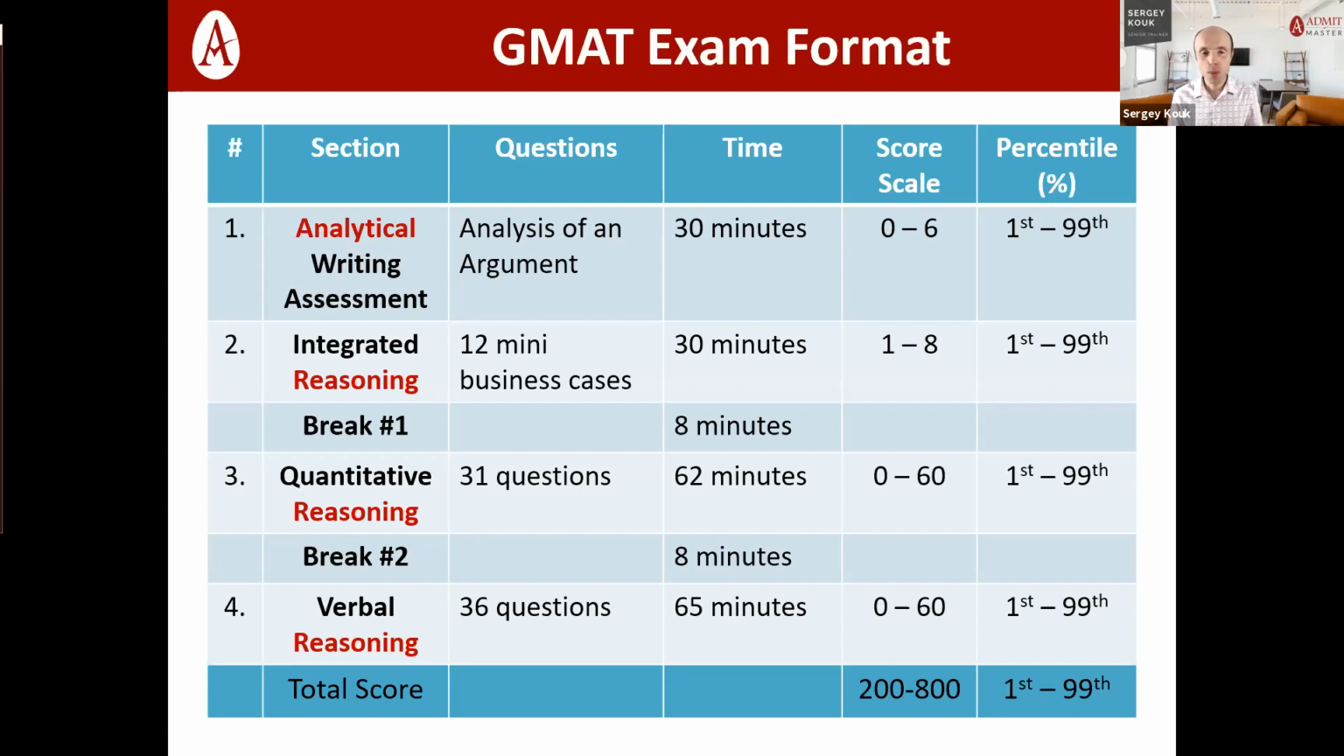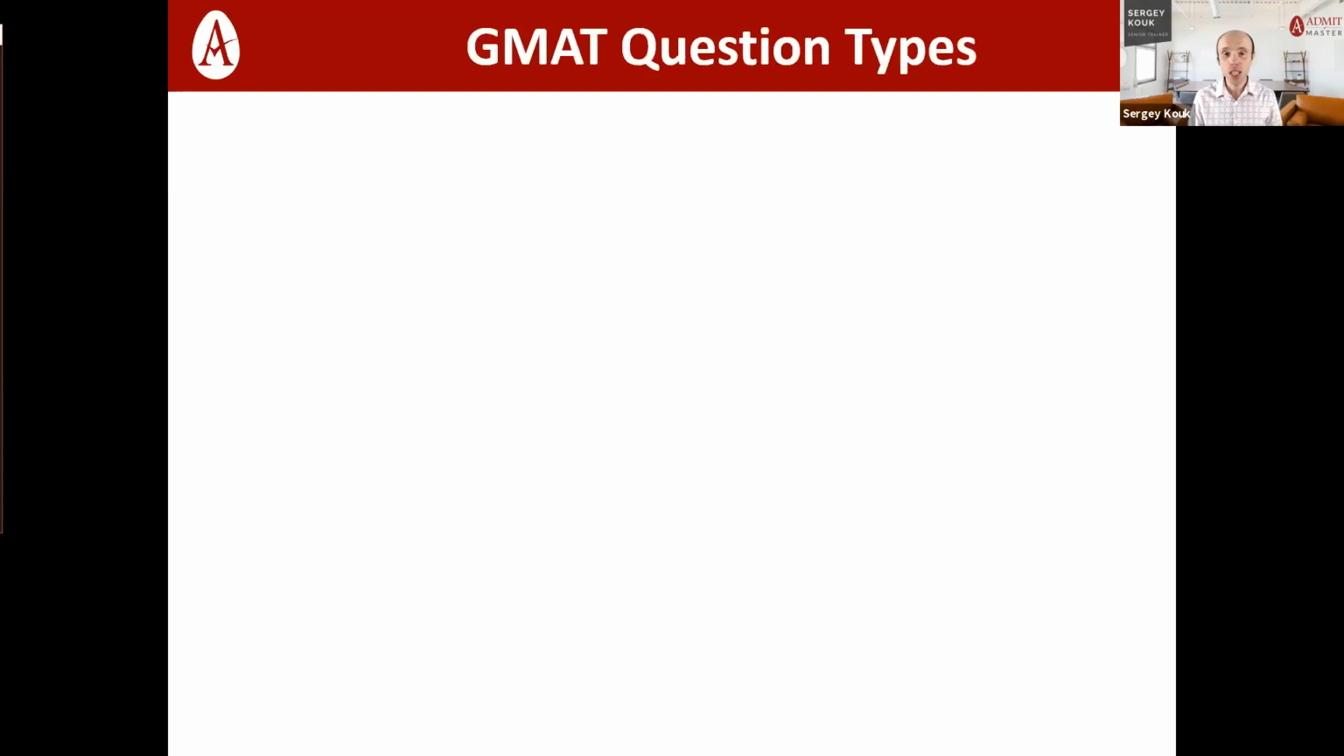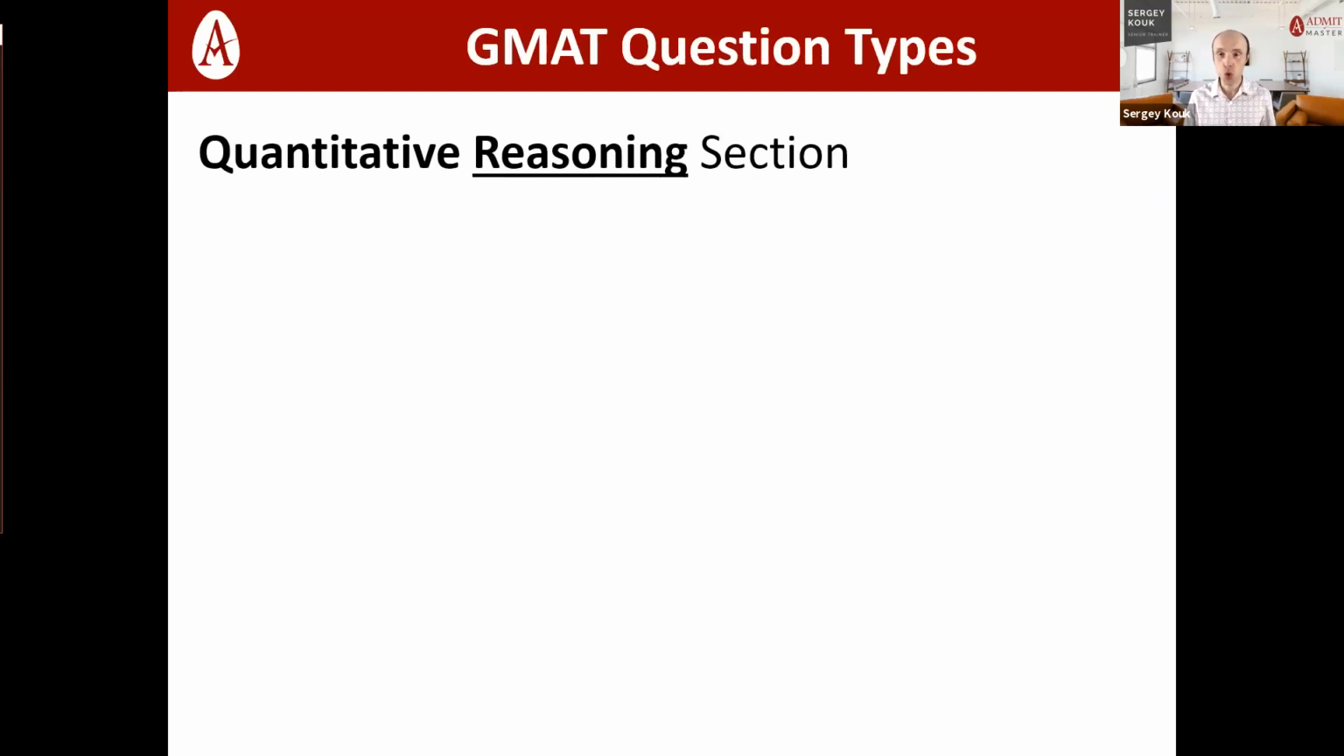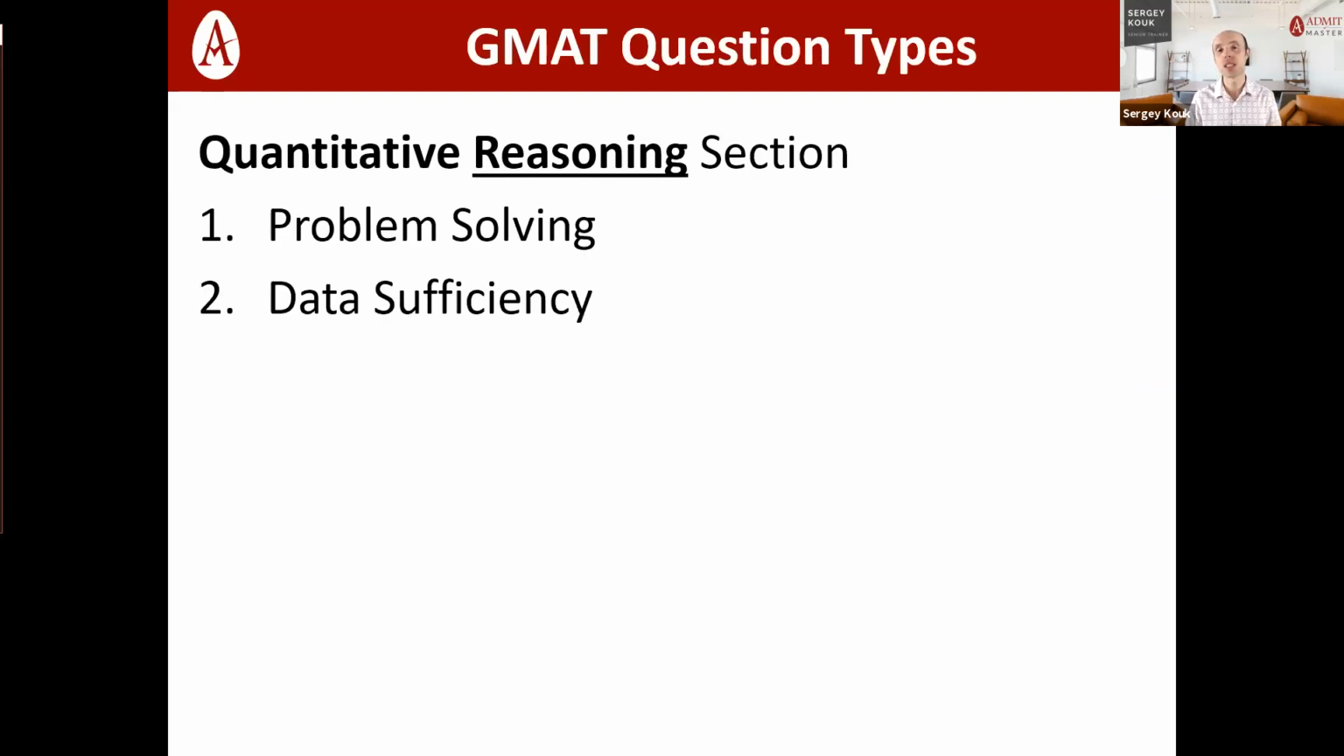Now, the quantitative reasoning and the verbal reasoning sections are the 2 sections that contribute towards the total score. And on the quantitative reasoning section, there are 2 question types: problem solving and data sufficiency. The questions we've seen so far are problem solving questions.